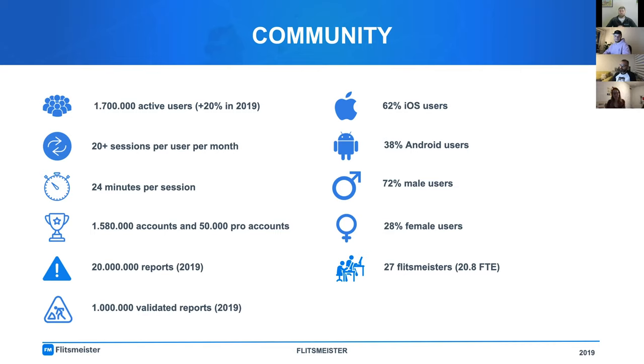So they have a commute time of 24 minutes on average. We have pro accounts. And if you pay for pro, then the app will no longer show advertisements. We have 20 million reports reported by our users. And we also have a million validated reports.